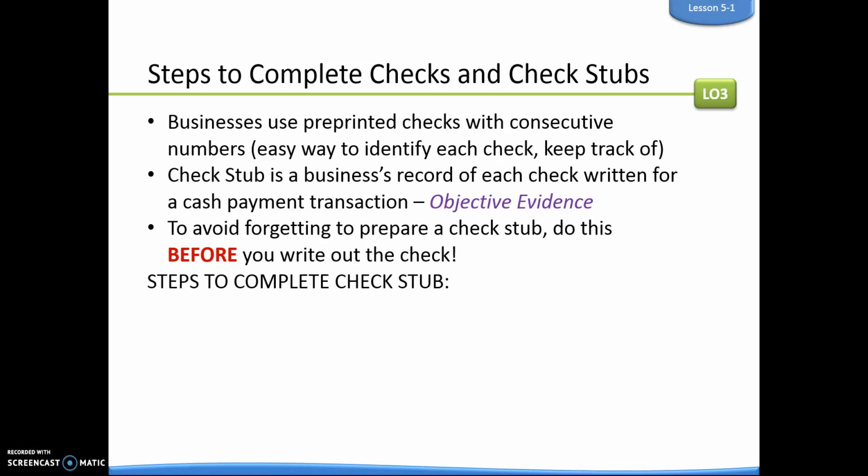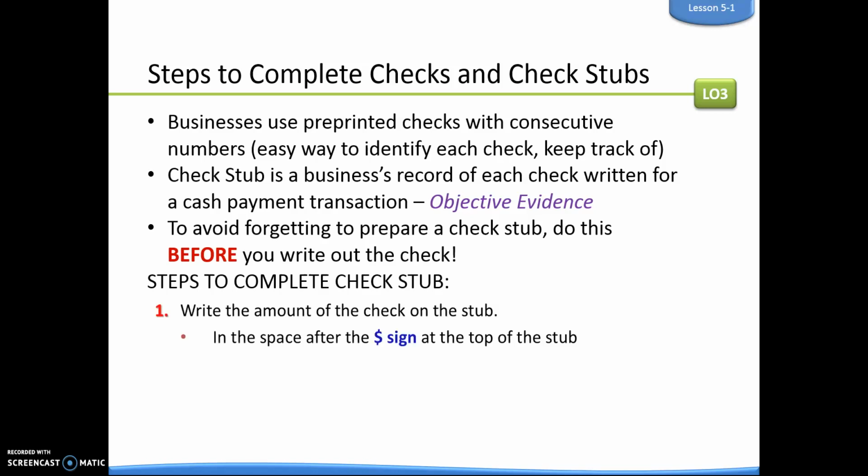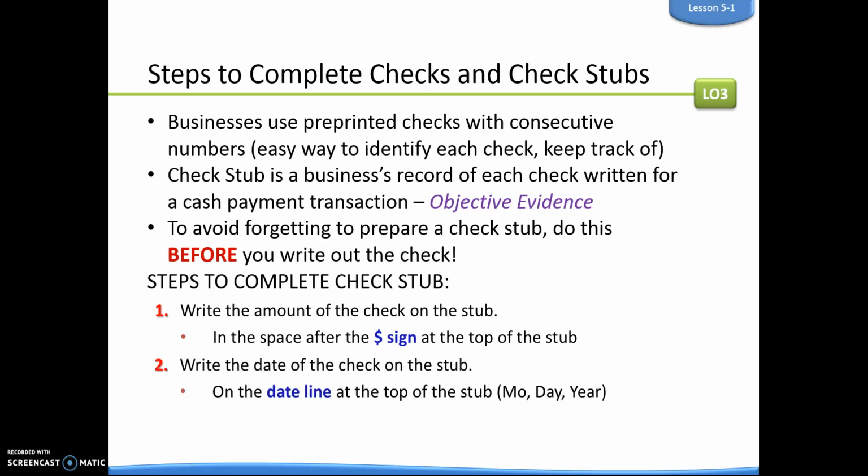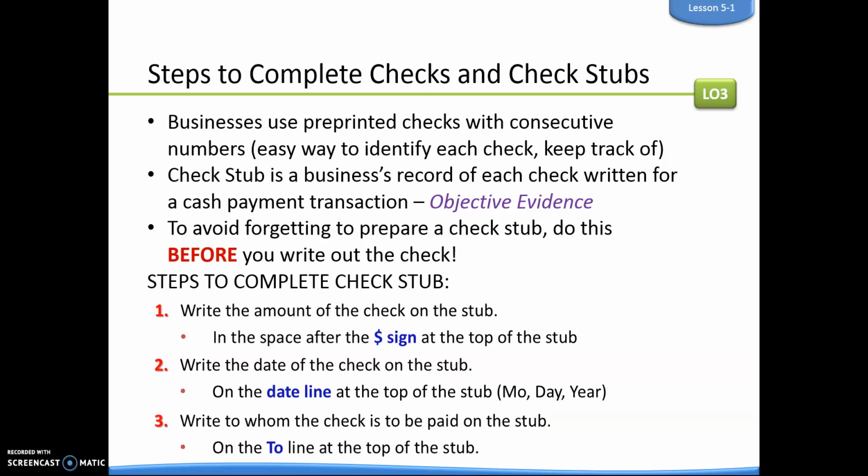So your steps to complete your check stub look like this. First, we want to write the amount of the check on the check stub. This is going to go in the space where we have the dollar sign at the top of the stub. The second thing we're going to want to do is write the date of the check on the stub. Obviously, this goes on the date line with the month, day, and year. And thirdly, we write to whom the check is to be paid.